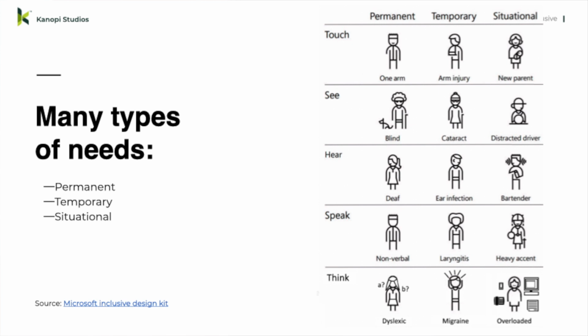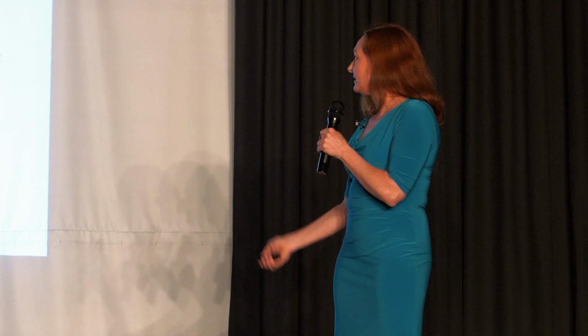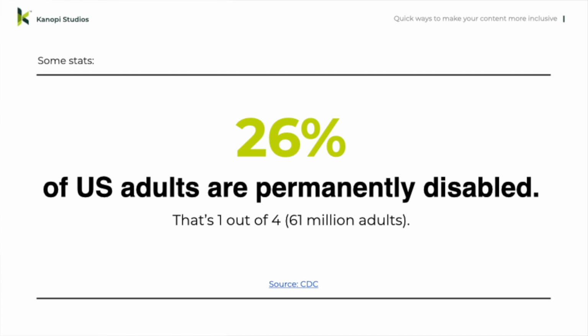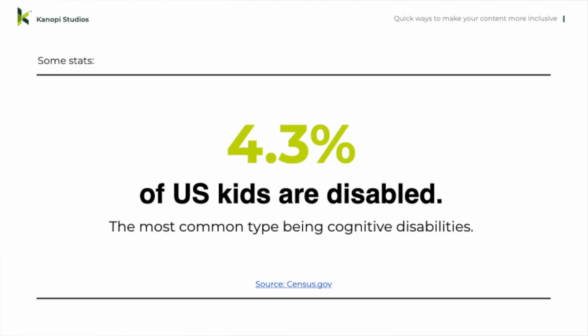You've got a lot going on, your brain's a little fuzzy, you could be sick, and you're just having trouble reading a book because your eyes are hurting. So there's many types of disabilities out there in the world. 26% of US adults are actually permanently disabled. That is a full quarter of US adults in the United States. Fewer kids are permanently disabled, 4.3%, but most of that is cognitive disabilities.